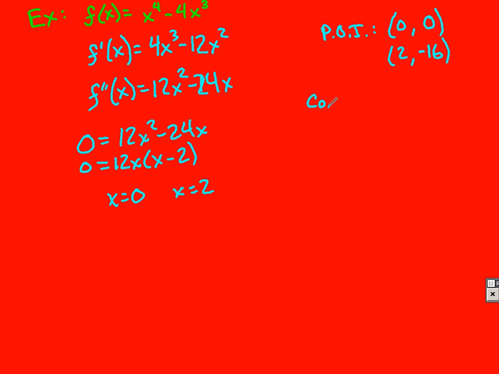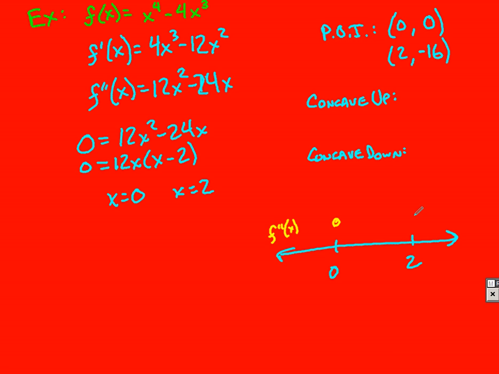So now we're going to look for where it is concave up and where it is concave down. We're looking for intervals where this is happening. To do this is going to look similar to what we did with the first derivative. We're going to draw a number line. We're going to put our points of inflection right on here, so 0 and 2. And we're going to say, well, what is my second derivative in these regions? I know it's 0 at 0 and 2. What is it in the other regions?